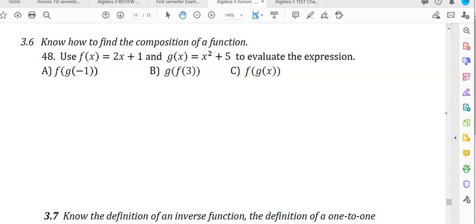Find the composition of functions here. So we're going to compose. So let's do the inside part here. So this would be f of g of negative 1. You can just probably do that in your head. Negative 1 squared is 1. 1 plus 5 is 6. Plug that into the f function where there's an x right there. So this would be 2 times 6 plus 1, which is 12 plus 1 is 13. So I think we get 13 there.